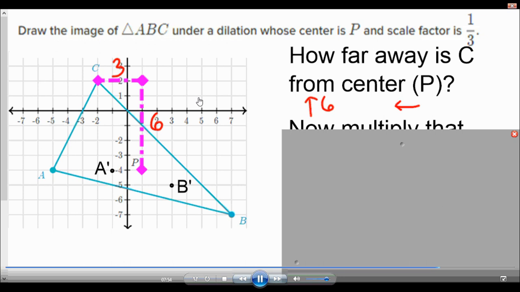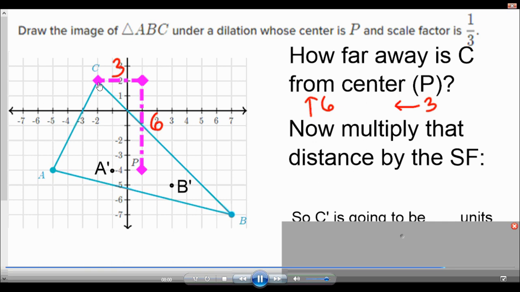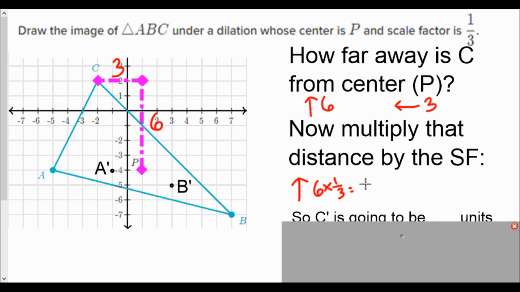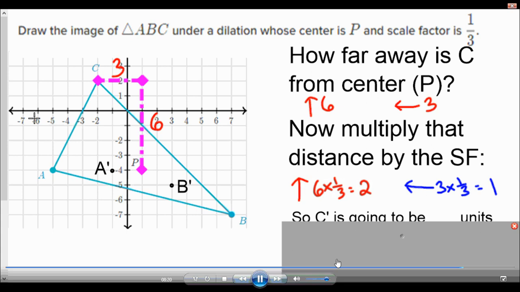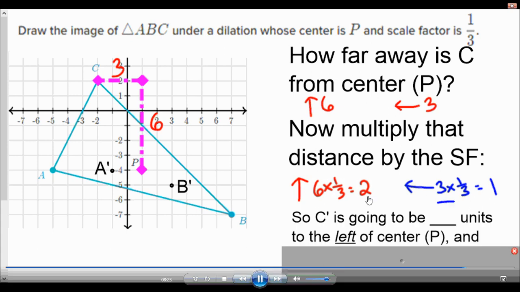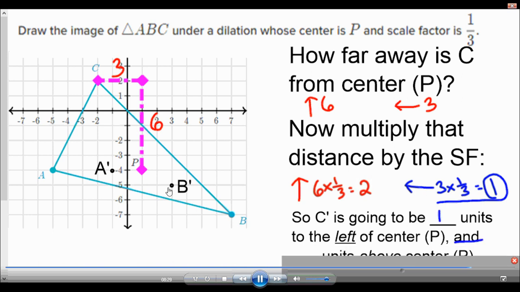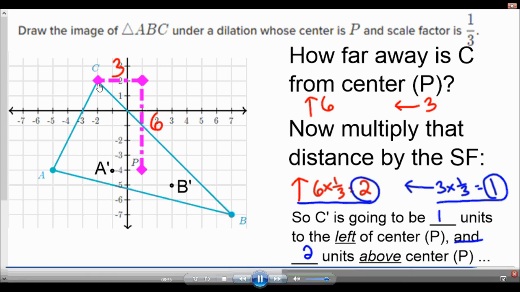And I went to the, actually not to the right. From here, I'm going to the left of P. So up 6 and to the left 3. Multiply both of these by the scale factor. And now I can understand that, hey, C prime is going to be 2 above P, and it will be 1 to the left of P. So I've got to do this double move. But hey, I should be able to draw a straight line from P to C and C prime.